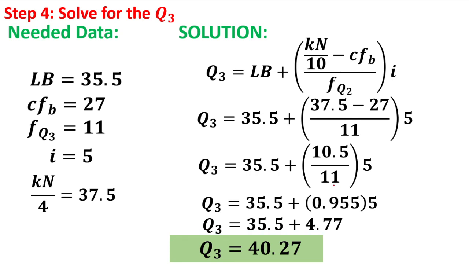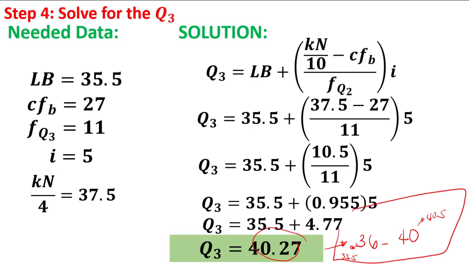Okay, pasok ba yon? Ang class interval natin ay 36 to 40. Okay? Considering yung lower limit nito is 35.5, ang upper limit nito is 40.5. So, pasok ba ang 40.27 dito sa interval na ito? Yes, pasok siya. 40.27 is below 40.5. Tama? Below 40.5. So, ibig sabihin, pasok ang ating sagot. So, kapag sumobra ka sa 40.5, mali na yung sagot mo. Pag kumulang ka sa 35.5, mali na yung sagot mo.